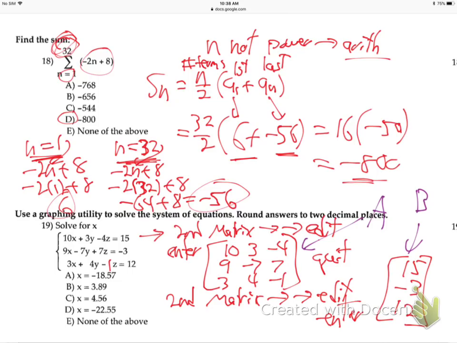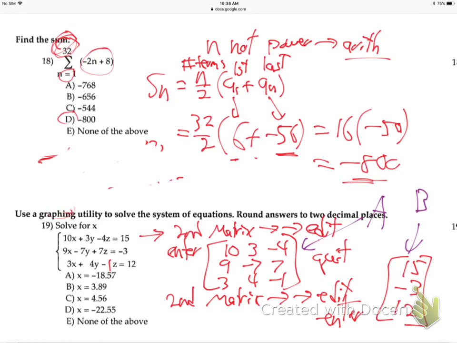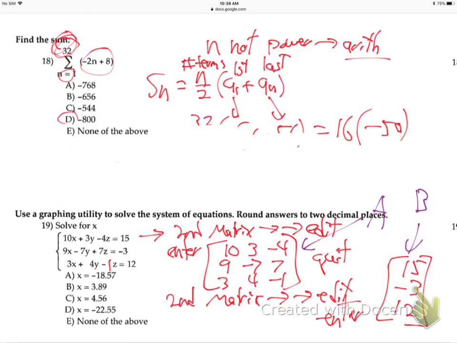So remember all the matrix entering stuff? This one they want me to solve with my graphing utility. I don't want to do it by hand. It would be awful and would use all my time, and I would certainly mess up and not get the right answer. So for sure, graphing calculator. You just enter the first matrix, the 10, 3, minus 4, the left side of the equal sign. Then quit, go back into matrix, and then enter matrix B as the right side, 15, minus 3, 12. So you make the left side A, the right side B. Remember that?